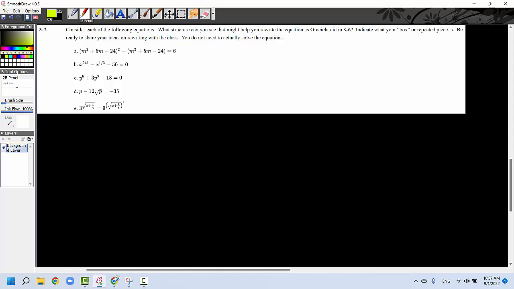And so from here, if you have this m squared business minus this, first off, I'm going to just subtract 6 from both sides. All right, so I have m squared plus 5m minus 24, all squared, minus m squared plus 5m minus 24, minus 6 equals 0. Again, I just subtracted the 6 from both sides. So here's what I'm going to do. I'm going to say on the side here, let u equal m squared plus 5m minus 24.